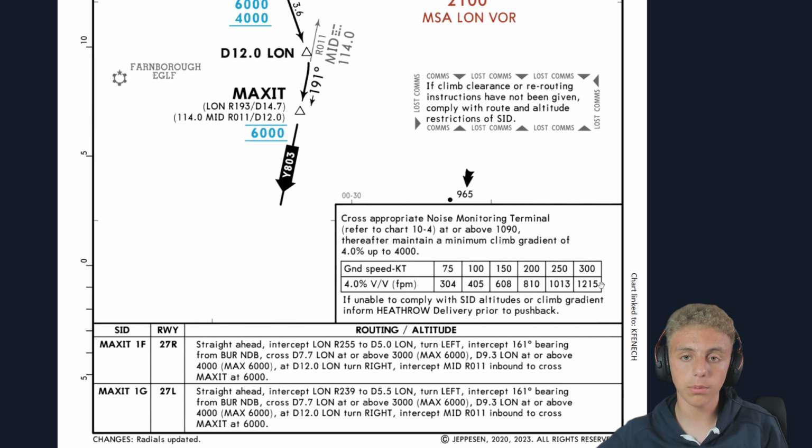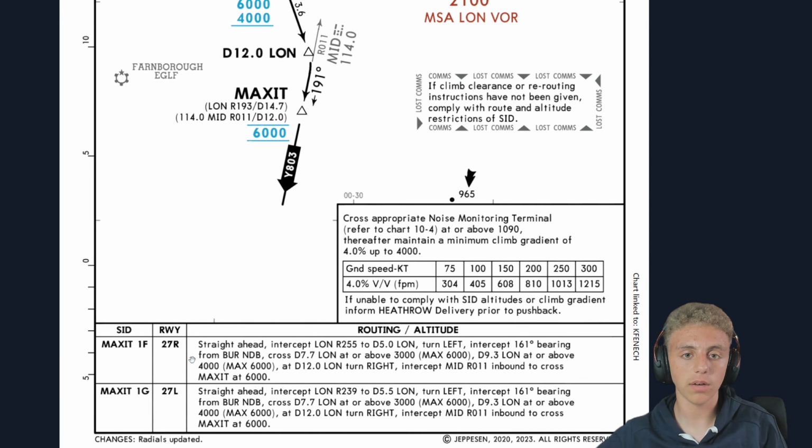If you're unable to comply with these, you have to inform Heathrow Delivery prior to your pushback. And at the bottom, we have the routing. So for example, for the MAXIT 1F, you have the route in text over here. So you will go straight ahead and you will intercept the London radial 255, 25 DME from London. Then you will turn left into bearing 161 from the Burnham NDB, etc.